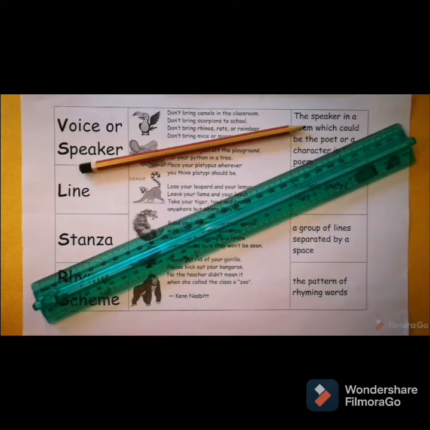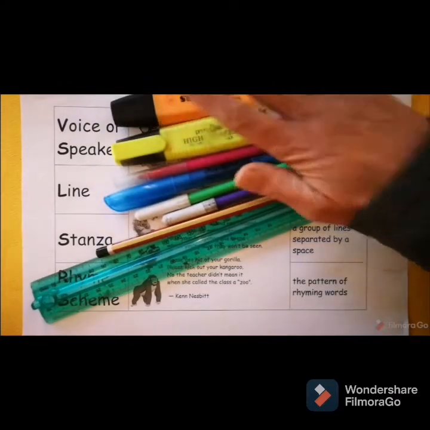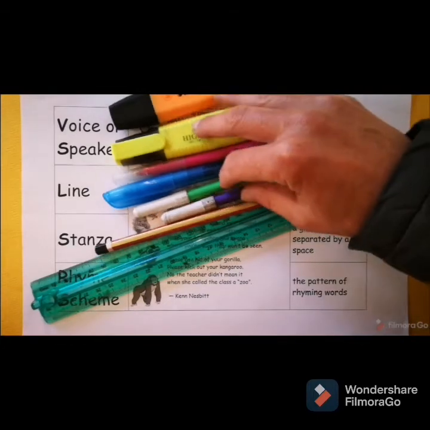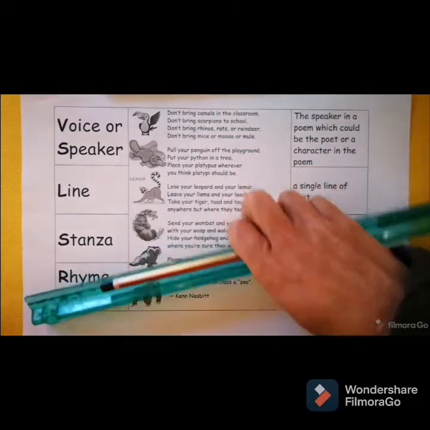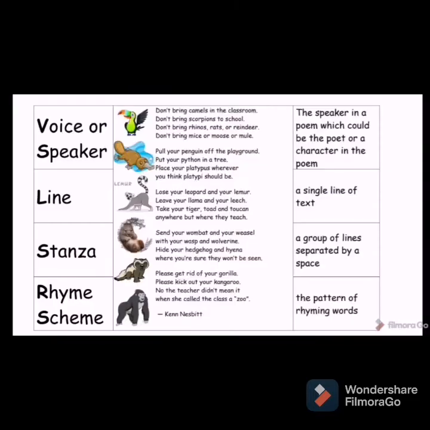For this activity, you will need a pencil, a ruler, and some colors. I'm using highlighters because it's better for the video, but please use your pencil crayons. Don't forget to sharpen them, and quickly go and get them and get ready. And of course, you're going to have your poem, your worksheet that we've given to you. Let's read the poem now.